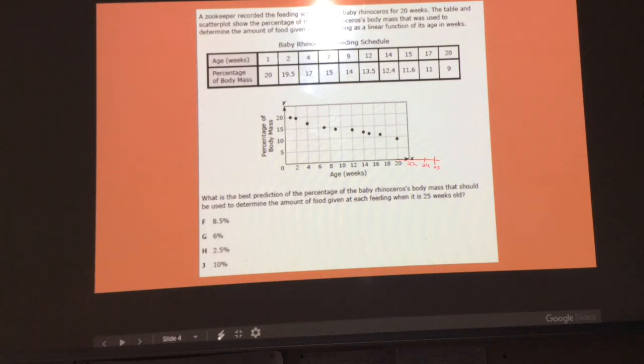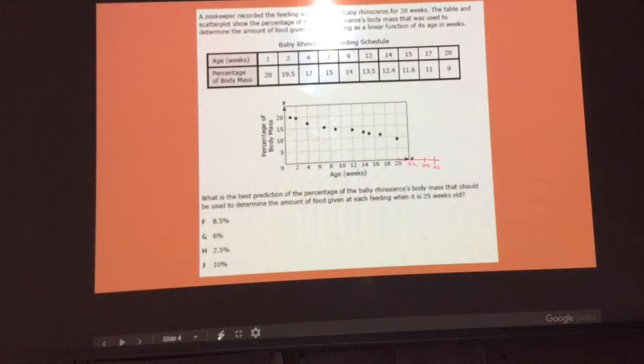Okay, once you've typed it into the Y equals, you can go ahead and go to your second and then your second graph to get the table pulled up. And then when you pull up the table, we're looking for what is the Y value when X is 25.